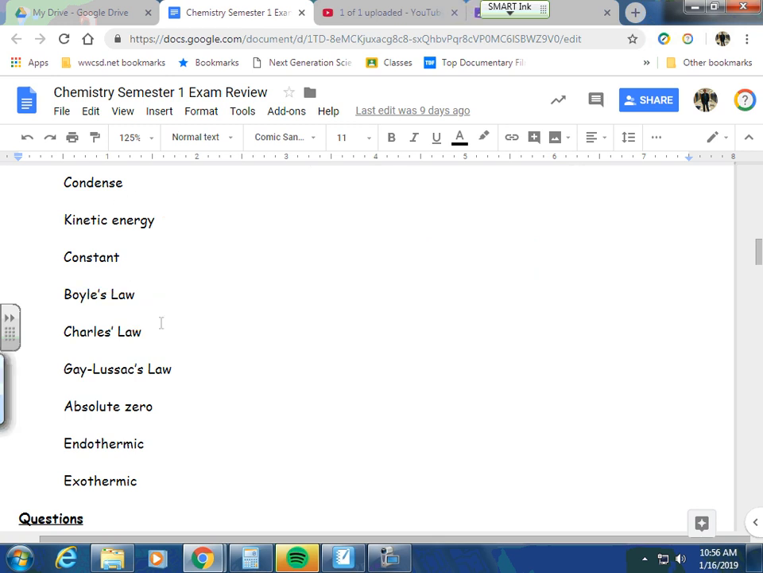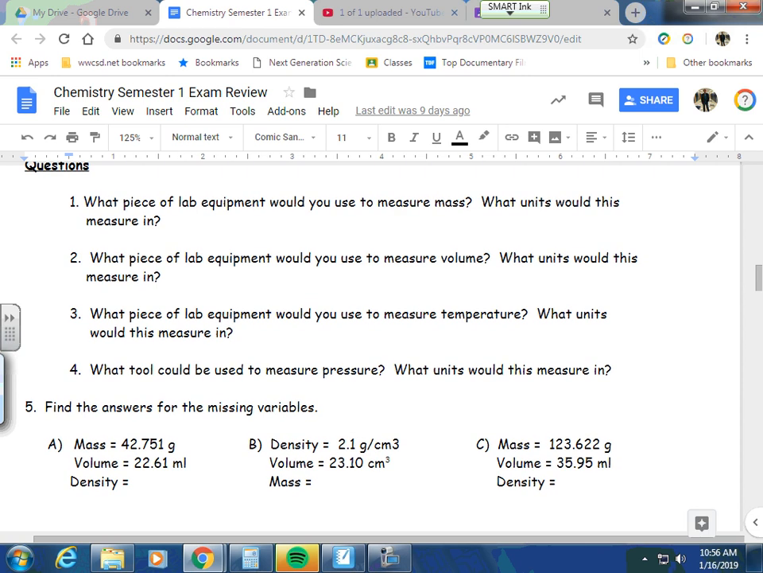All right, so questions that we have here. I already addressed this a little bit, but I'll do it again. A piece of lab equipment that we use to measure mass is called a balance or electronic balance.